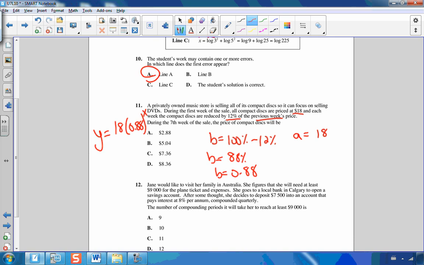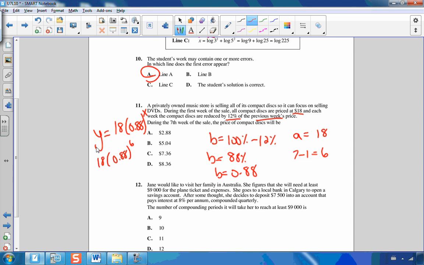So the tricky part here, and it doesn't sound like it would be a tricky part, is actually your x value. So if we look at this here, if x was 0, it would be at the beginning of the week, and it would just be $18. And if x is 1, it's actually the next week, which is technically the 2nd week. So during the 7th week would actually be 7 minus 1 is 6 different cycles. Okay, so we have our original price, and then we're going down by each time. Okay, so I'm going to put this into my calculator as 18 times 0.88 to the exponent of x.